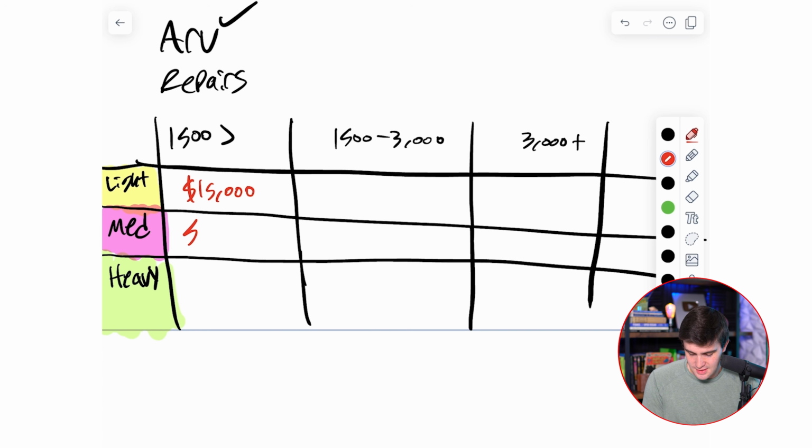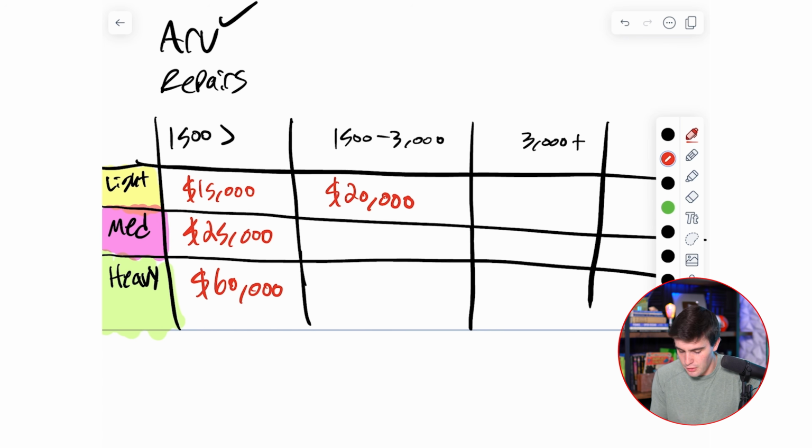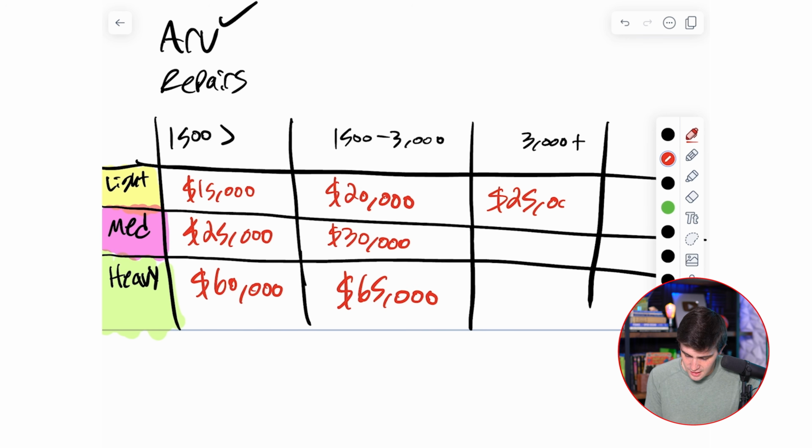Now, if it's medium, I'd say 25,000. And anything above that, I'd probably put it at 60 if it needs really a lot of repairs. Now, I'd probably say 20,000 is the repairs if it's about 1,800 square feet, $30,000, and let's say 65,000. Now, if the property is over 3,000 square feet, there's obviously more repairs that need to be done on the property. 25,000 is probably gonna be the cost for a light one, $40,000 for medium, and 75 grand if it's like a big repair.